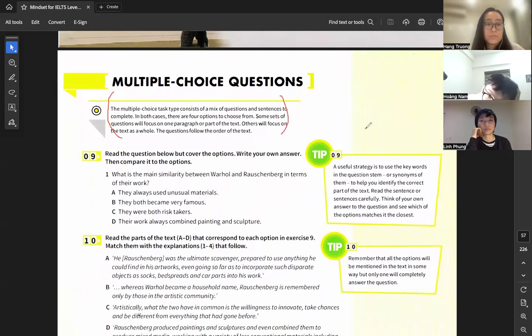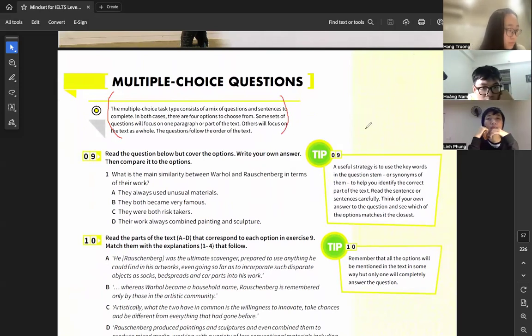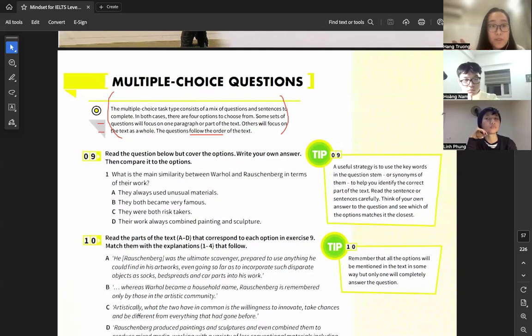The multiple choice test type consists of mixed questions and sentence to complete. In both cases, there are 4 options to choose from. Sets of questions will focus on one paragraph or part of the text. Okay. So we will focus on the text as a whole. The questions will follow the order of the text. So this is a very important detail, because for some task types, the order of the questions is not the same as the order of the information in the text. That's why you have to move your eyes a lot around the passage when you're trying to find the answer.